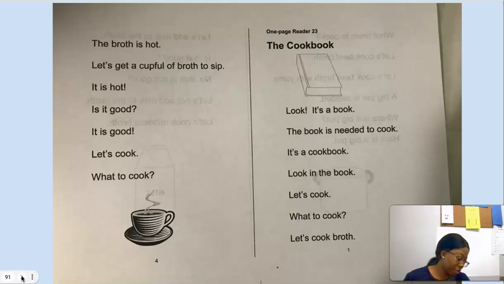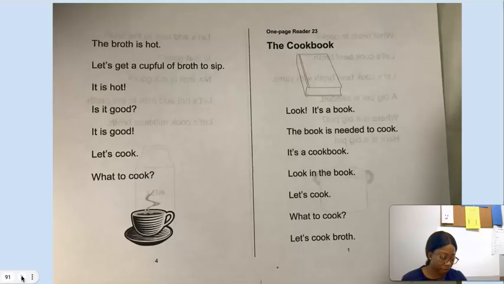But for that third sentence, you said, is it hot? What does that say? It is hot. Okay, good job. So what's the picture on the page?